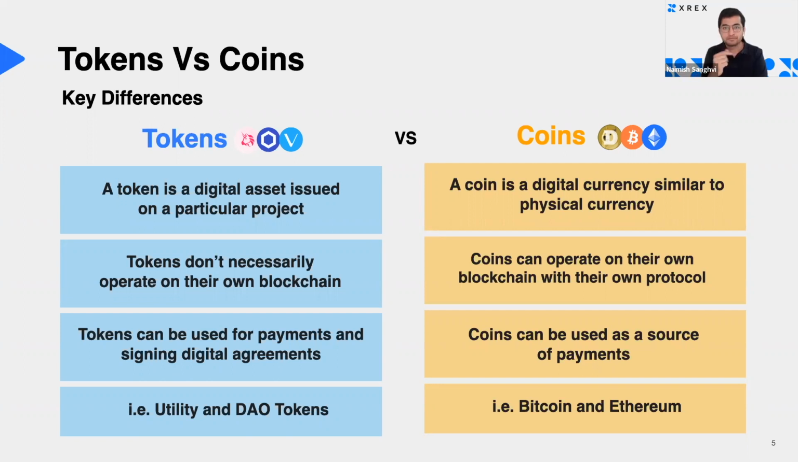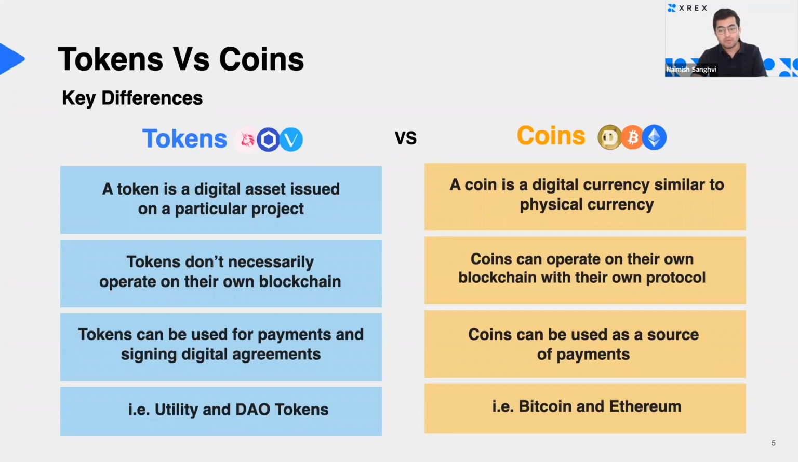So Doge, Bitcoin, excuse me, Ethereum are all coins, and Uniswap and other exchange tokens and utility tokens are essentially tokens because they're built on top of another blockchain. So yeah, the second point says the same thing. Tokens don't necessarily operate on their own blockchain.